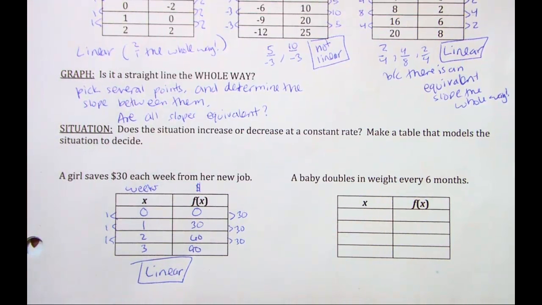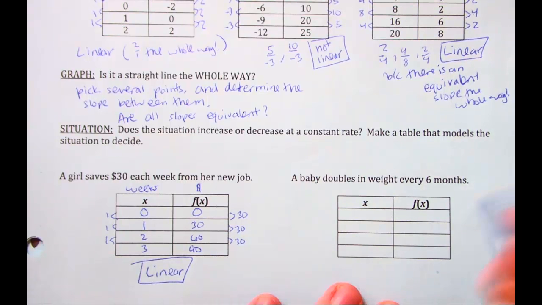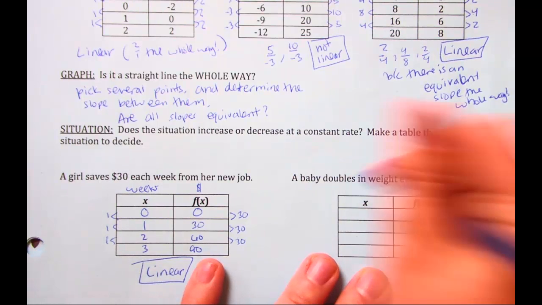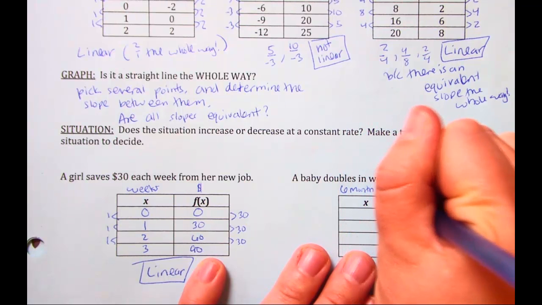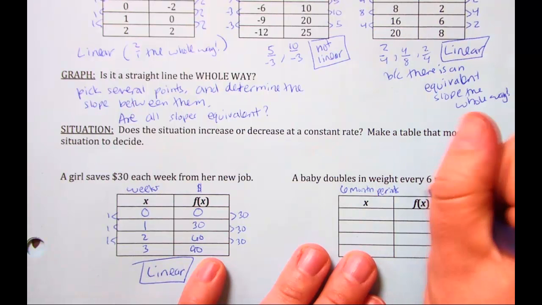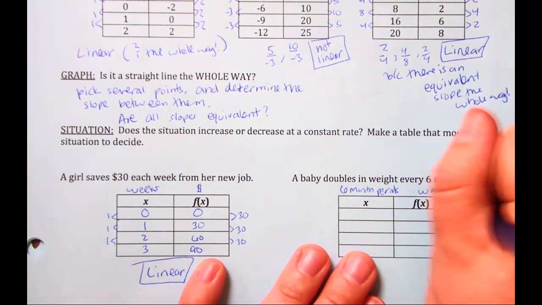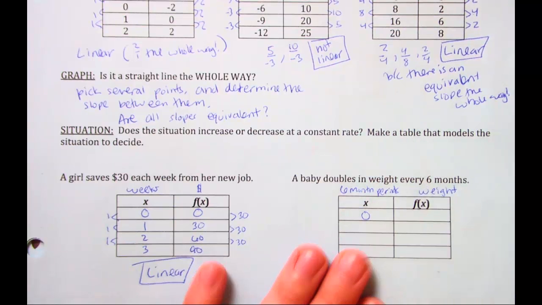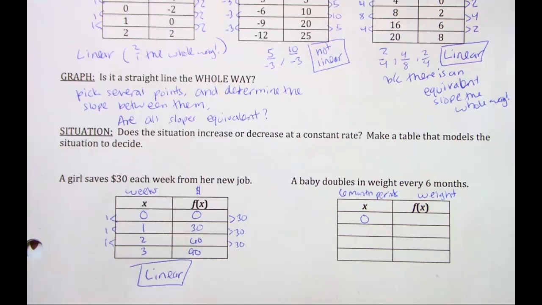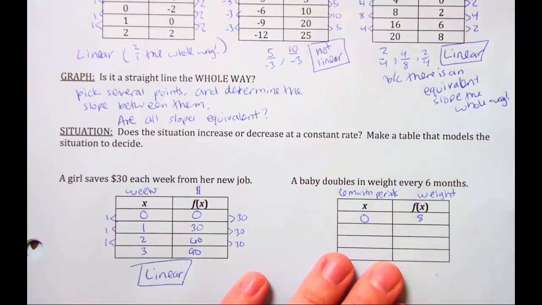Over here, it says a baby doubles in weight every 6 months. So we don't actually have a starting weight here, so we're just going to make one up. Our X is going to be 6 month periods, and our f of x would be weight. So let's just say that when the baby is first born, at 0 6-month periods, that baby just weighs 8 pounds.